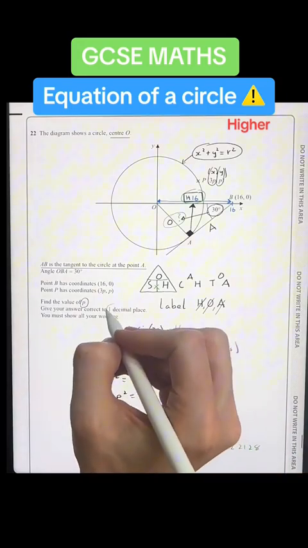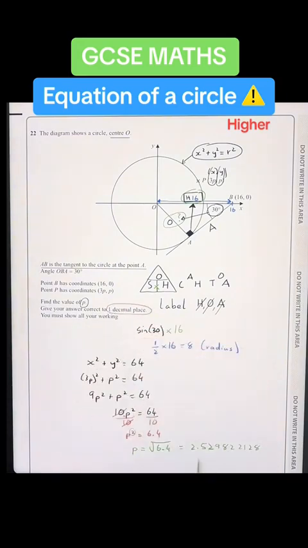As I want my answer correct to one decimal place, one decimal place means I only want one digit after the decimal. So if I'm at the first digit after the decimal, I then stop. Draw a line to the right. That's called my decider. If my decider is 5 or more, I round the previous digit up by 1. As it's not, in this case, I round down. So my final answer, P, equals 2.5.